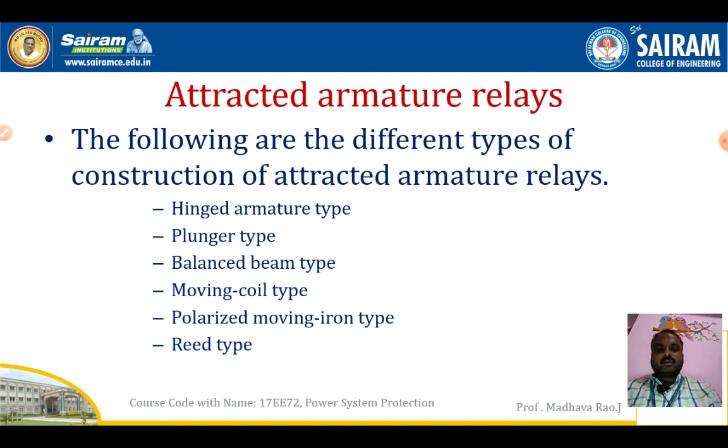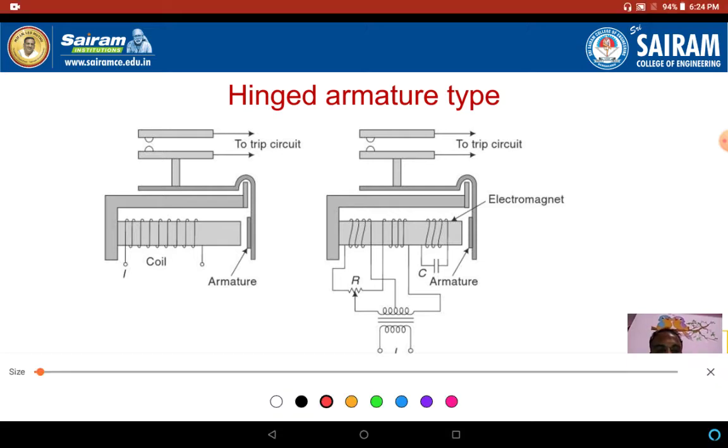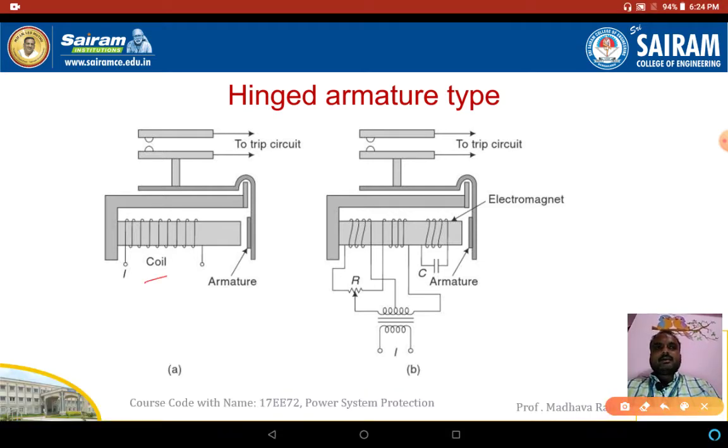These are the two different types. One is the hinged armature type, and diagram B shows the modified hinged armature type. Every hinged armature type relay will have one coil, which we can see in this diagram. This coil is energized by an operating quantity proportional to the system current or voltage.